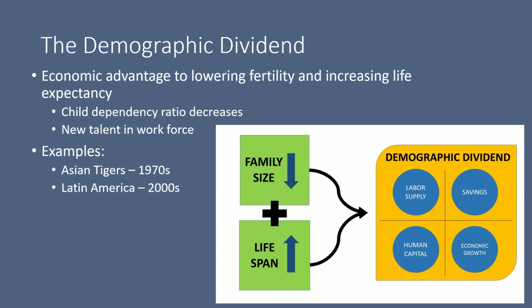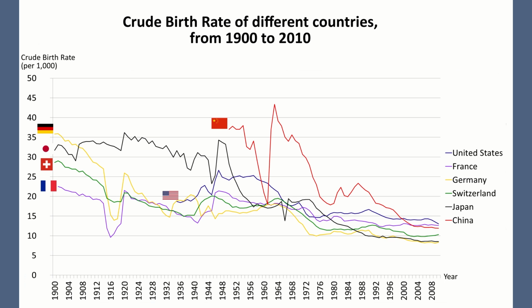So as family size decreases, lifespan increases. That in turn changes the labor supply. It allows families and individuals to save more money. What we're talking about is an improvement in human capital, which in turn is very much related to economic development. Let's talk about some of these numbers here.